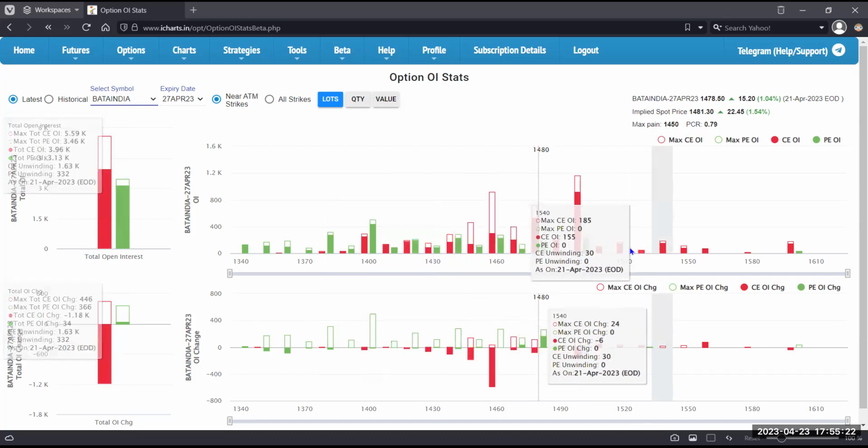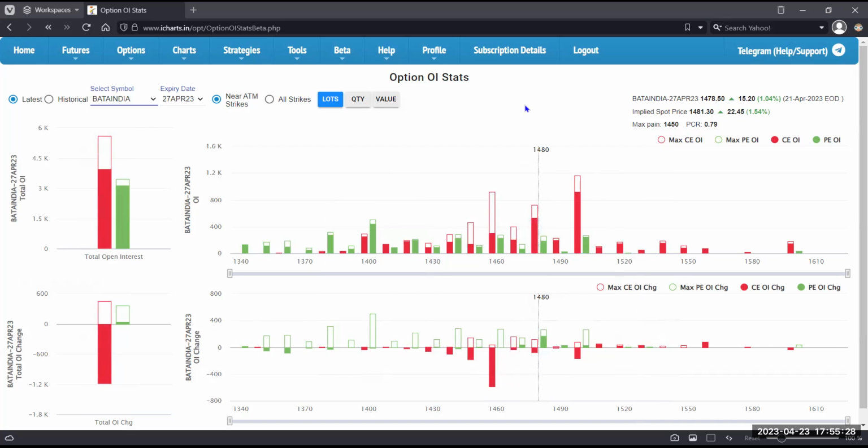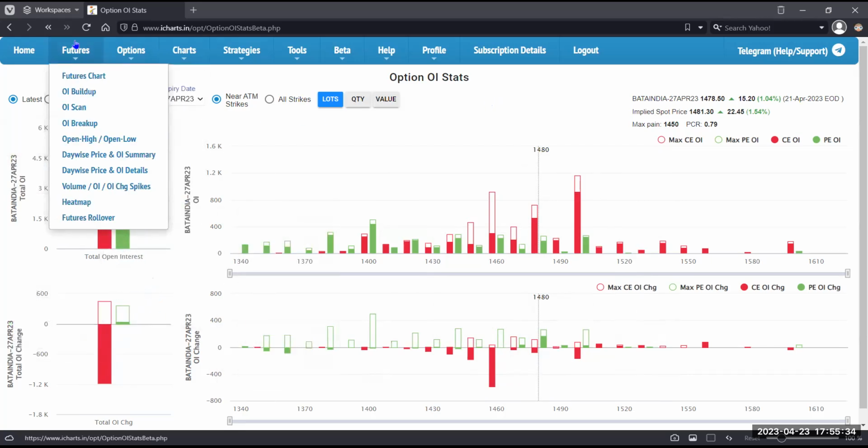Sir, is there any way to filter the stocks based on the PCR of OI change on a POD basis? Not at the moment, because we may have to give it in OI scan.